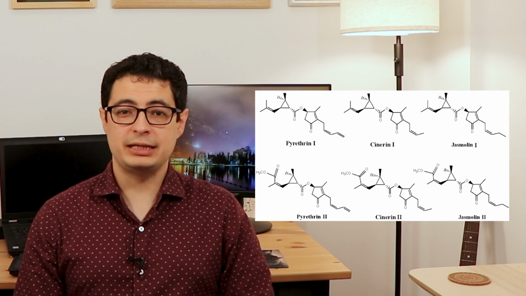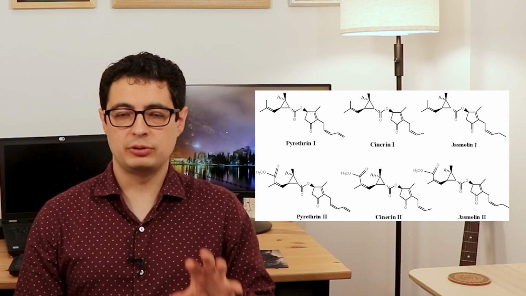Bear in mind that this chemical core, the pyrethrin core, has been modified to generate synthetic molecules which do not occur naturally. And these synthetic molecules are commonly referred to as pyrethroids. So pyrethrins are naturally occurring compounds, while pyrethroids are their synthetic analogs, which are molecules that share the same core but have been modified so that they can achieve different properties.